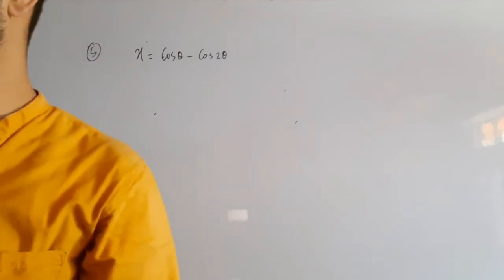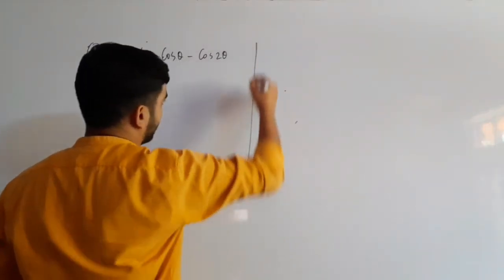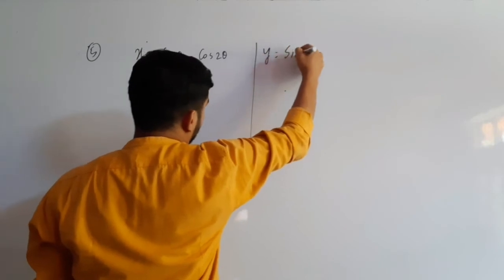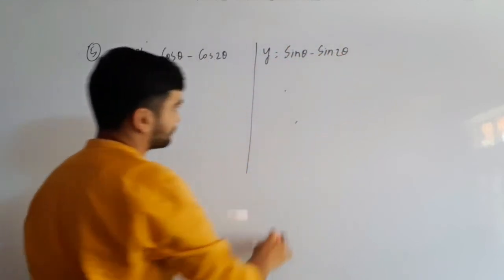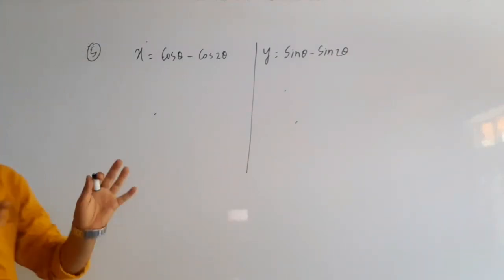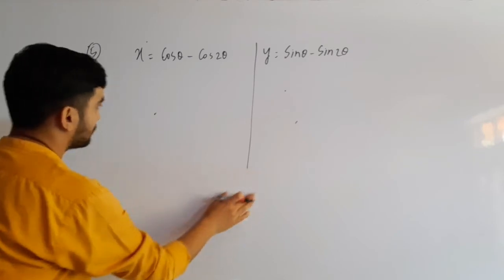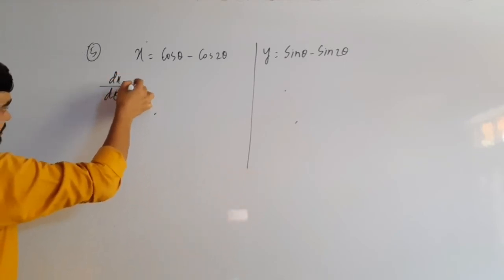And x equals a (cos theta minus cos 2 theta), and y equals a (sin theta minus sin 2 theta). Both x and y are functions of theta, so we need to differentiate with respect to theta. First, dx by d theta.